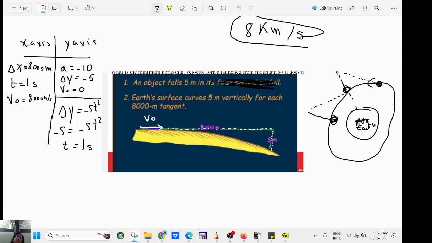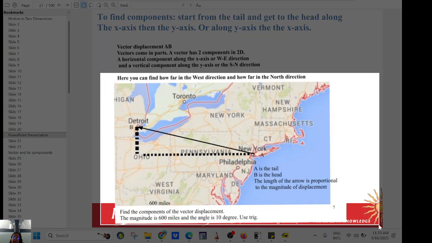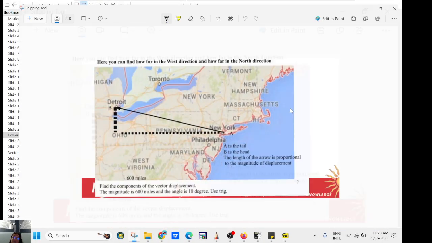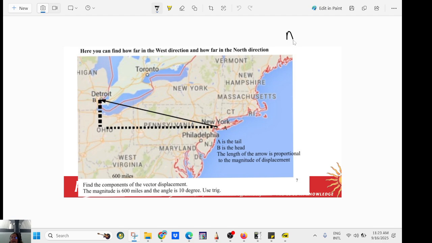Otherwise there is a trick, but let's say you know your trick. So for example, here you have that notation AB, which will be 600 miles at 10 degrees northwest in the real world, right?